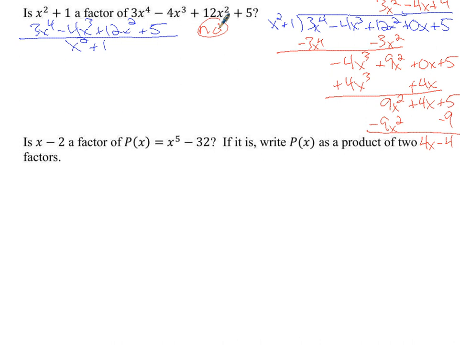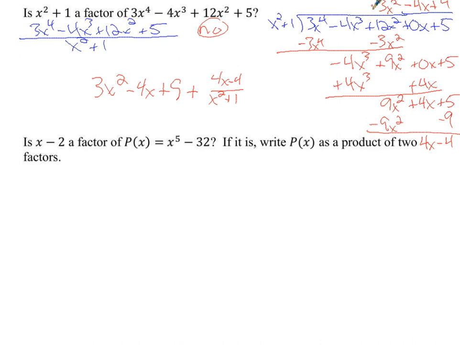The answer that I got was 3x squared minus 4x plus 9 plus the remainder, 4x minus 4, divided by x squared plus 1. So depending on how they ask you the question, is this a factor? We got no. They could just say, divide these two, and if they did, then this would be my answer. If this was a factor, then they're going to say, if it is, write it as a product of two factors. So that's where we would write this thing times the answer that we got. P of x equals the factor times the factor.